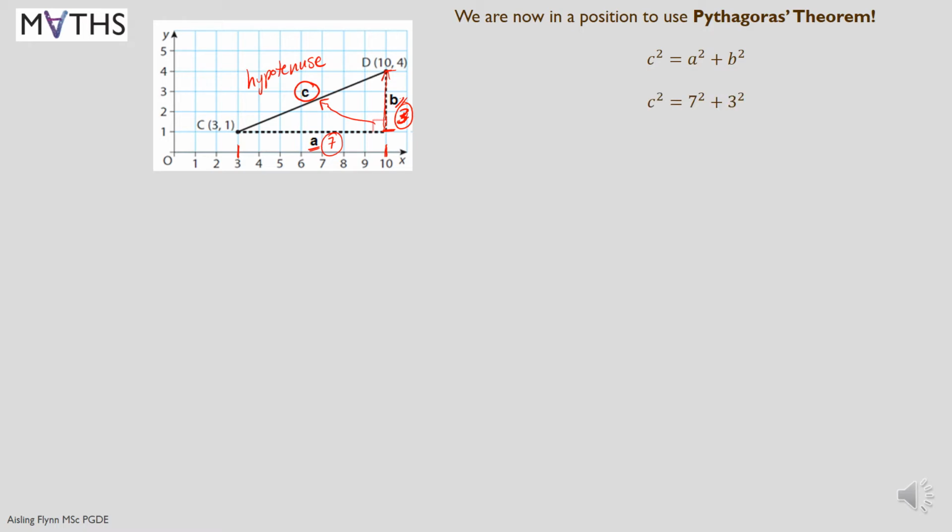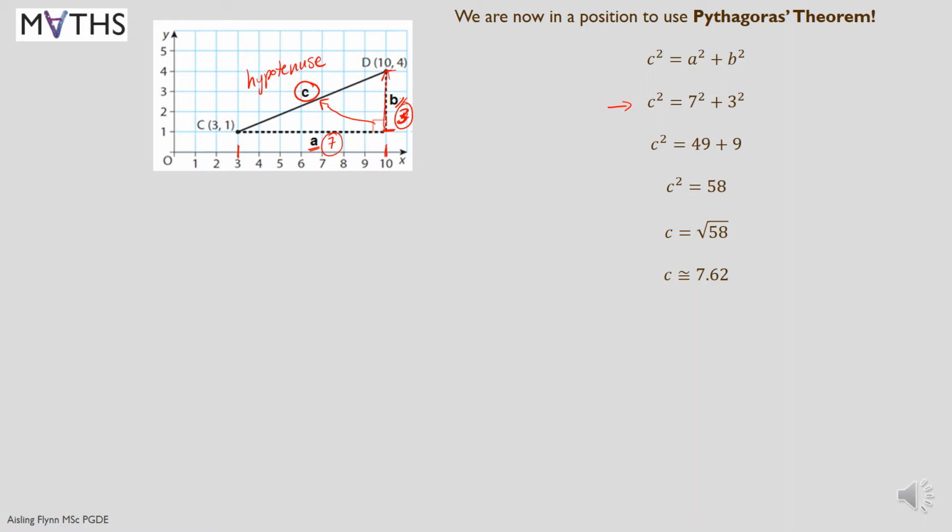So substituting those into Pythagoras' Theorem, we have c squared equals 7 squared plus 3 squared. And working that out, we get 49 plus 9. So c squared equals 58. And that means that c is equal to the square root of 58. So in geometry, we most often leave it as that, unless we're asked to convert it to decimals, which means that c is approximately equal to 7.62, and the question would tell you how many decimal places you should include.